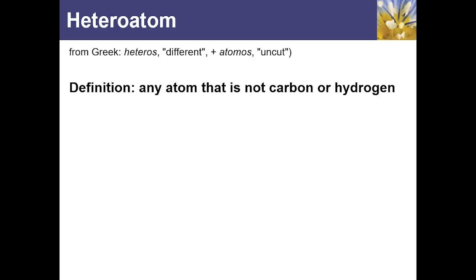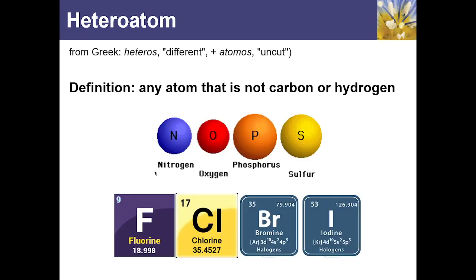Now, I want to introduce to you a term which we call your heteroatom. Here's the Greek derivation for that term, but let's focus more on the definition. So, by definition, it is any atom that is not carbon or hydrogen. So, I've shown you a while ago the periodic table. Then that means certain elements will qualify as the heteroatom. And these are your nitrogen, oxygen, phosphorus, sulfur, and your halogens, fluorine, chlorine, bromine, and iodine.